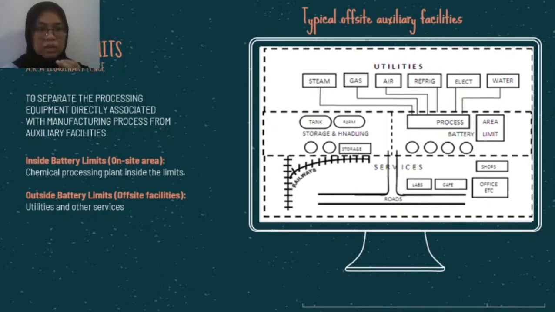The first one is the inside battery limits, also known as the on-site area. There are chemical processing plants inside the limits. Whereas for the outside battery limits, known as off-site facilities, there are only utilities and other services. On the right-hand side, we can see an example of typical off-site auxiliary facilities of a plant.